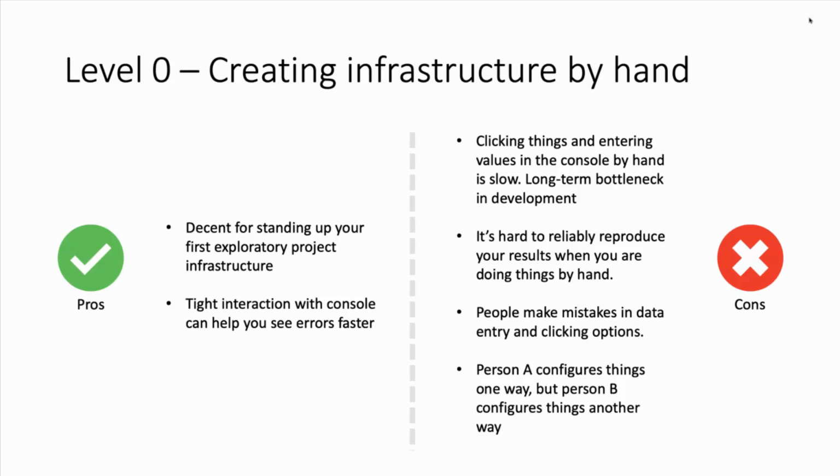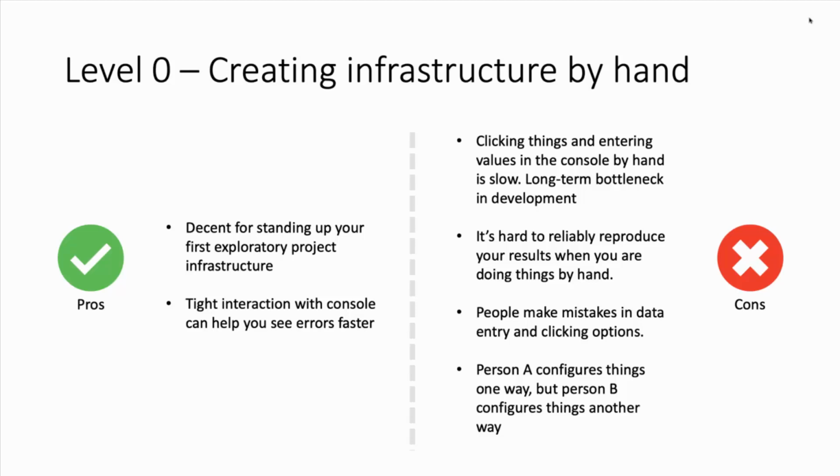If you are clicking things in the console, entering all these values by hand, that's slow. There's a limit to how fast I can click on another field and enter something on a web form. Long term, if I have a significant amount of cloud infrastructure to manage, and I need to update settings or to create new things, if I'm doing this all by hand, it's going to be a major bottleneck to my development speed and how fast I can build an infrastructure.